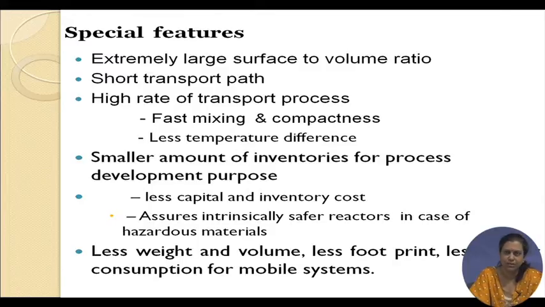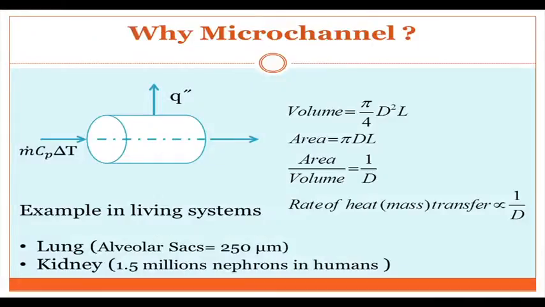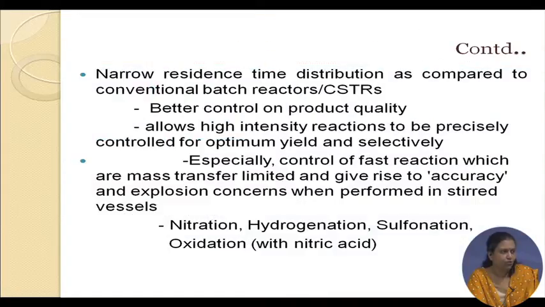Naturally, when we are dealing with less volume, it automatically implies a smaller amount of inventory for process development. This is particularly important for two types of materials. One, if the material is very expensive, we require less capital and inventory cost. The other is, if we are dealing with hazardous material, it automatically assures an intrinsically safe reactor. And less weight, less volume, less power consumption for mobile systems go without saying.